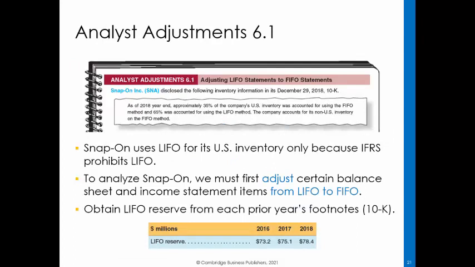To perform an analysis of the company, we must first adjust certain balance sheet and income statement items using the LIFO reserve. By accessing each year's prior 10-K, we can obtain the LIFO reserve for as many additional years as we believe are useful for our analysis. We will analyze Snap-on for 2 years using the LIFO reserve data as shown on this slide.